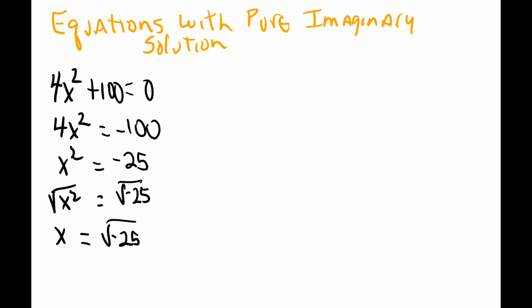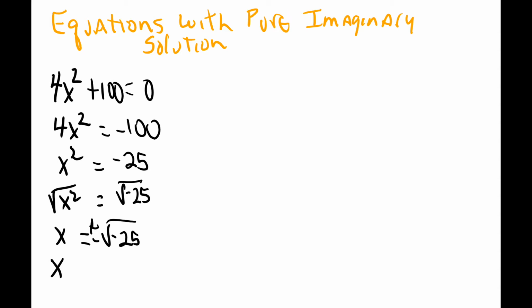Now, I'm going to break this down into its component parts. I'm about to run out of room here. Okay, plus or minus. This is actually plus or minus the square root of negative 25.